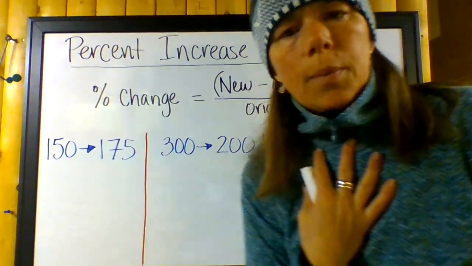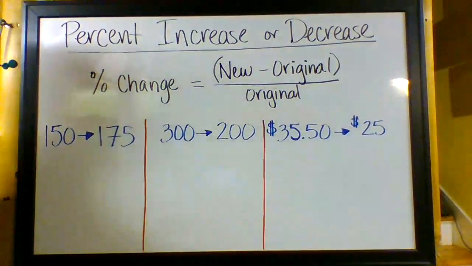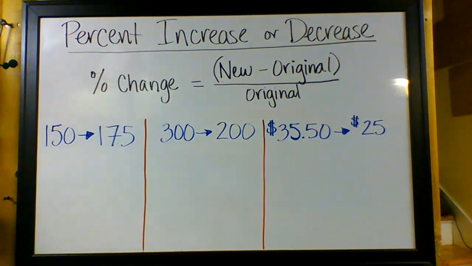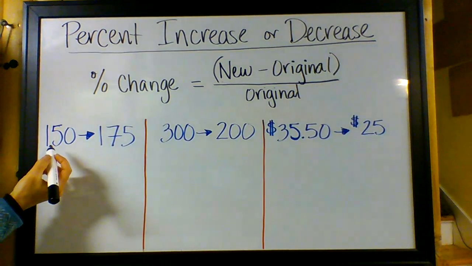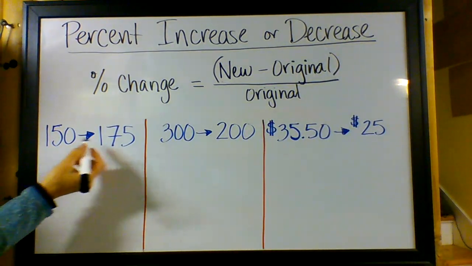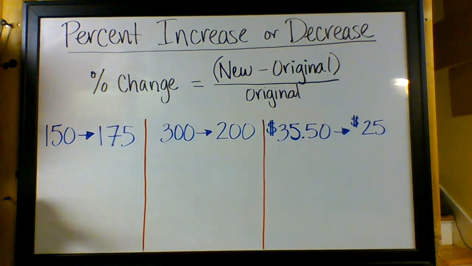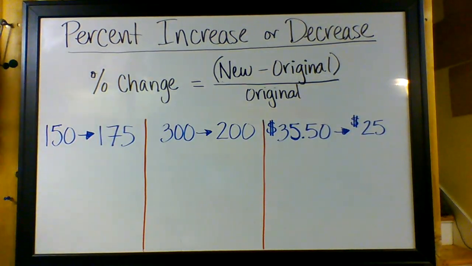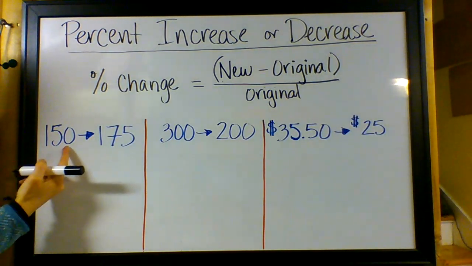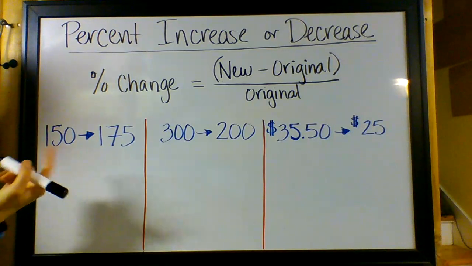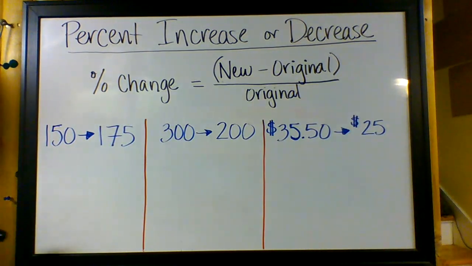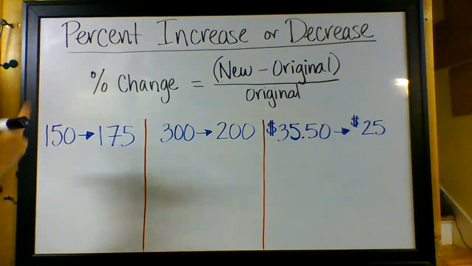Let's take a look at this with a couple of problems. Actually, I have 3 problems on the board. So one is if we have 150 of something and it increases to 175. Okay, so 150 up to 175. Well, we know that we're adding 25, and 6 times 25 equals 150, so 1/6 more.